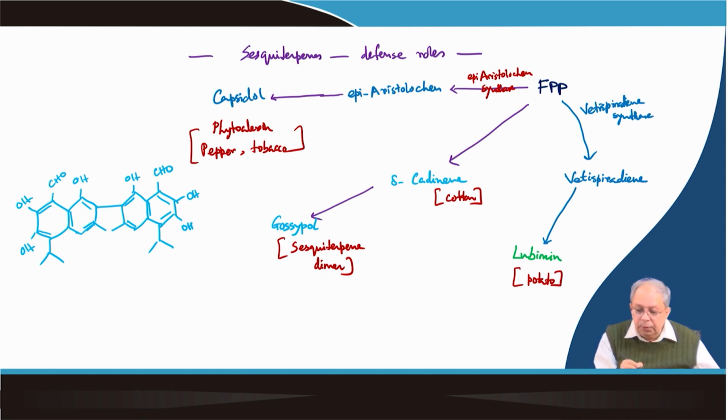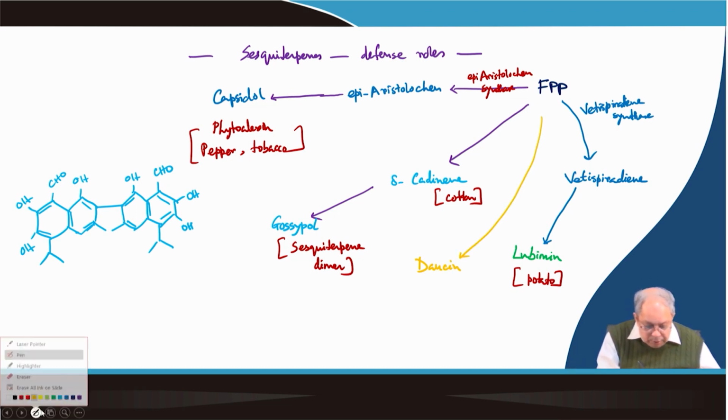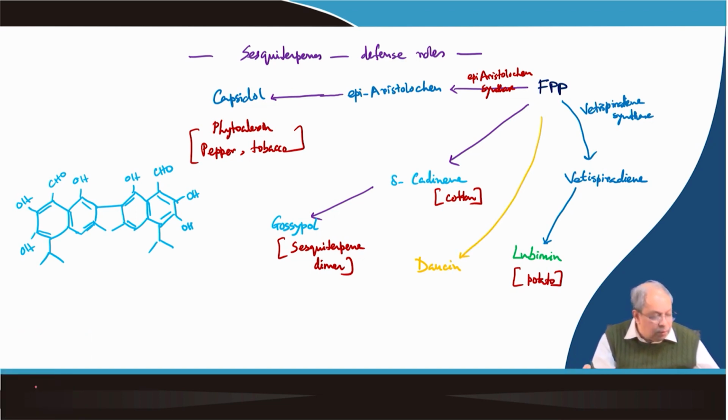So, lubimine is also a defense compound which accumulates in the potato. I have described the different defensive sesquiterpenes that accumulate in different plants. Similarly, in Daucus there is daucine. Daucine is a sesquiterpene which accumulates in Daucus, that means carrot.